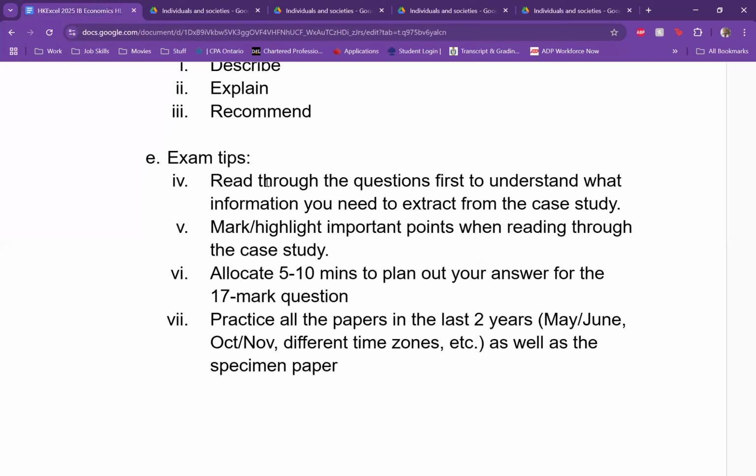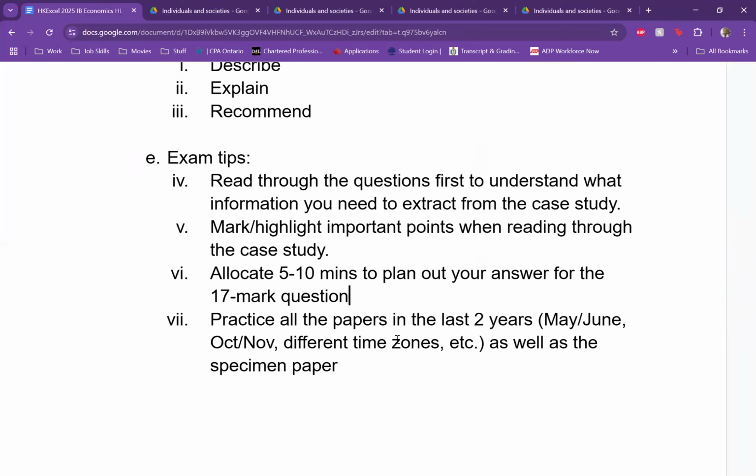So, read through the questions first and understand what information you need to extract from the case study. Then go to the case study, mark and highlight your important points while reading through it. In this case, instead of allocating just 5 minutes, take 5 to 10 minutes to plan out your answer. You're going to still plan it out in the same way as I mentioned earlier. It's just going to be a little bit more planning since it's a 17-mark question.